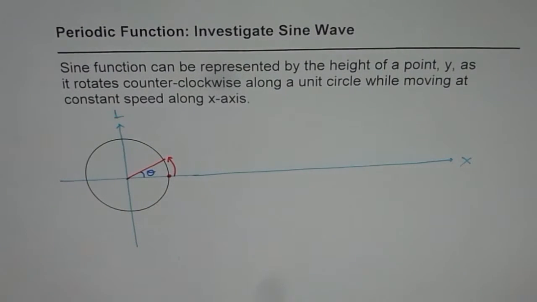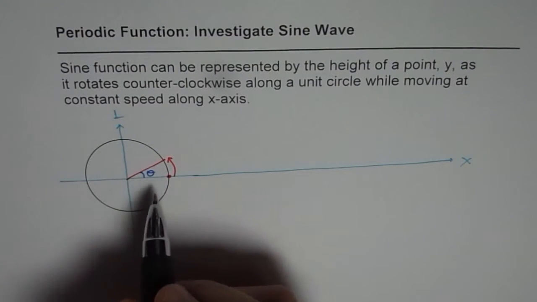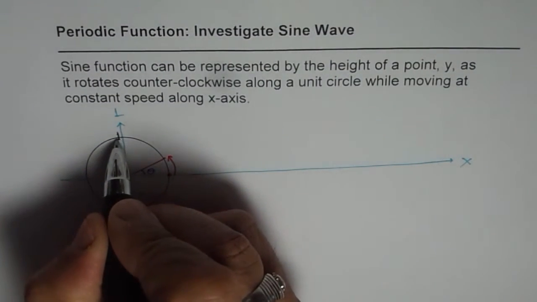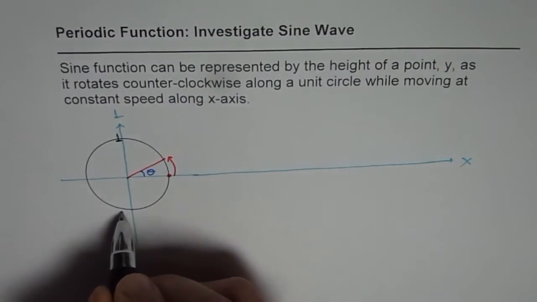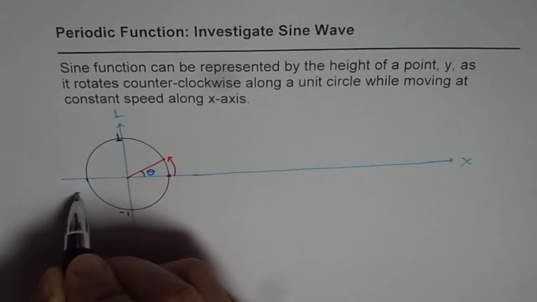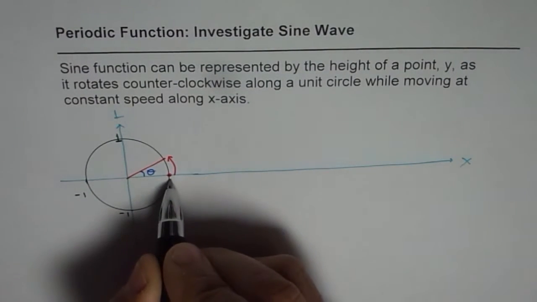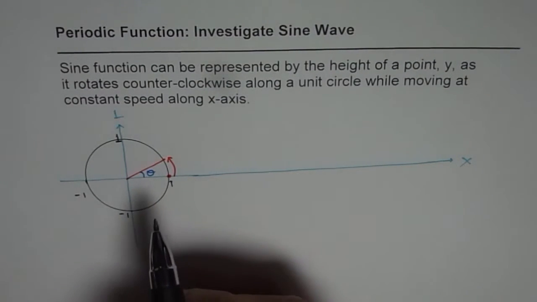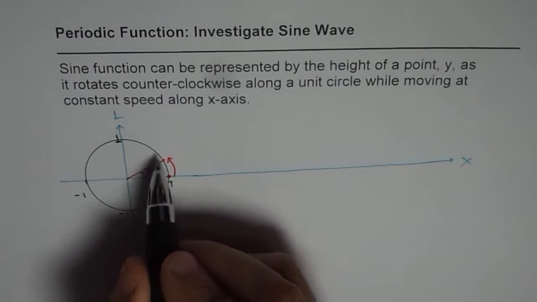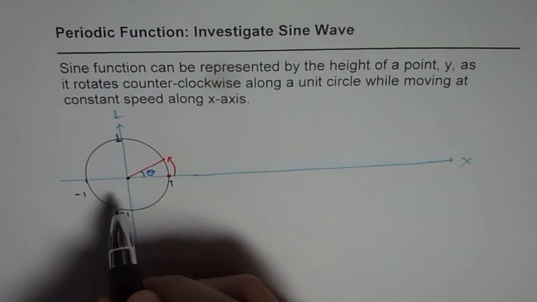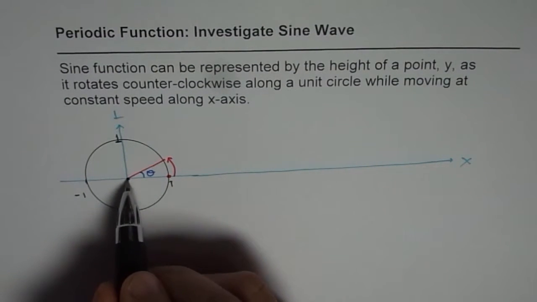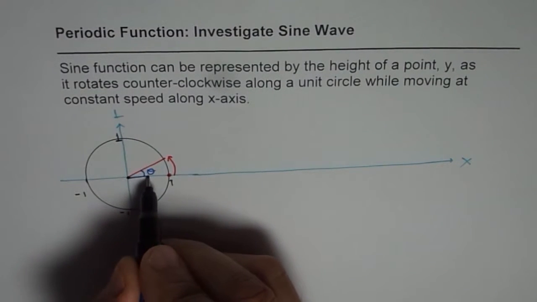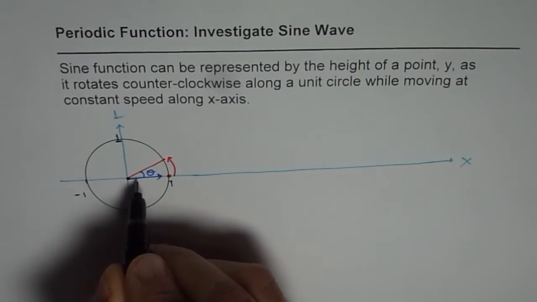We are assuming that there is a point which rotates counterclockwise along the circular path with a radius of 1 unit. So this is 1, this is minus 1, right? So this will be minus 1, this will be 1 unit away. Now we are also making one more assumption, that this circle's center itself is moving at a constant speed along the x-axis. So we are also assuming this.